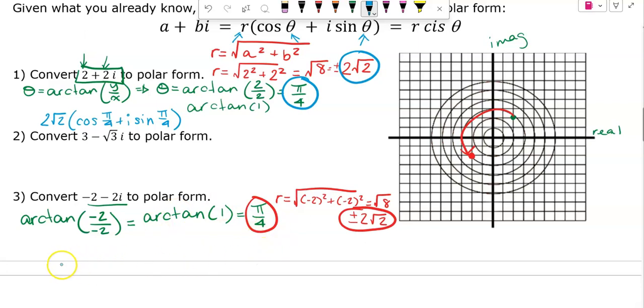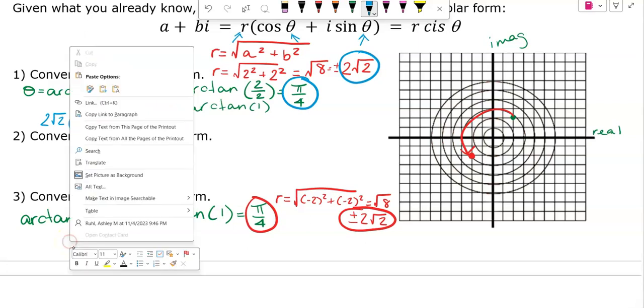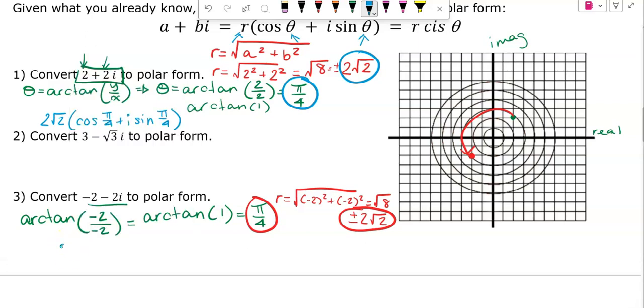For this third one, I would do the exact same thing, except I can't use this pi over 4 unless I'm using a negative r, or I use the positive r and change this to 5 pi over 4. I think most of you will get the correct angle measure and keep your r value as positive. So the correct angle measure here would be 5 pi over 4. So I'm going to write this down as 2 square root 2, because there's my r, then cosine 5 pi over 4 plus i sine 5 pi over 4.